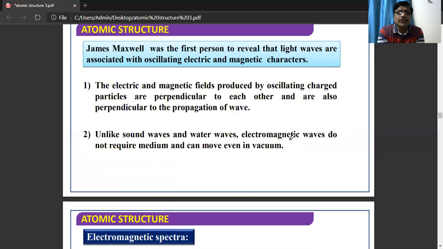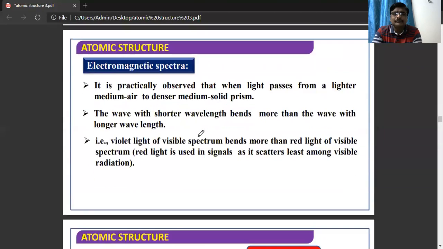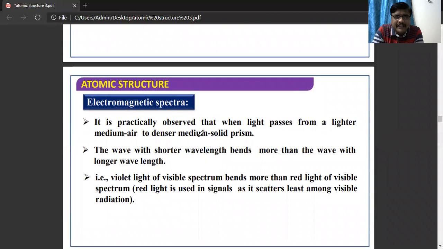Unlike sound waves and water waves, electromagnetic waves do not require a medium. Sound waves as well as water waves require a medium, but electromagnetic waves do not require a medium and can move even in vacuum. So that is about electromagnetic radiation.